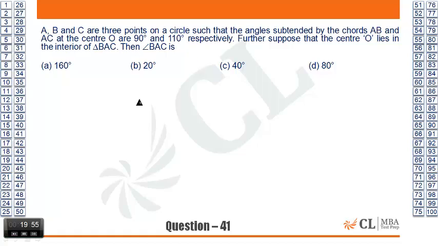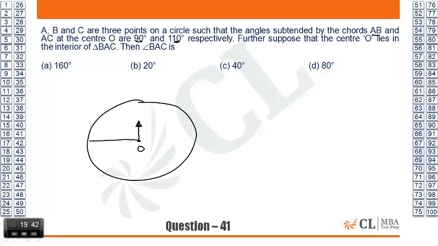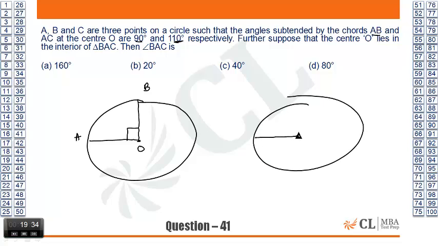ABC are three points on a circle with center O. The angles subtended by the chords AB and AC are 90 degrees and 110 degrees. So he's saying AB is 90 degrees and AC is 110 degrees. There are two cases. So this will be AB.